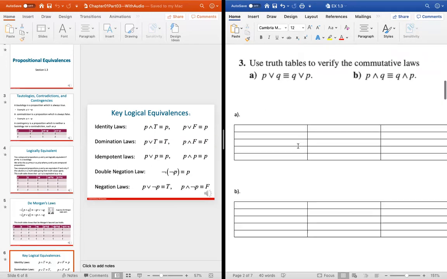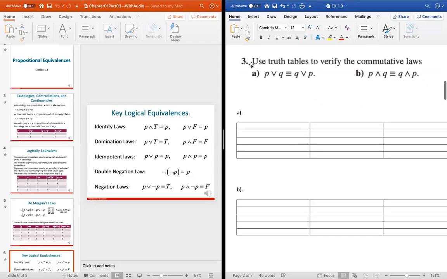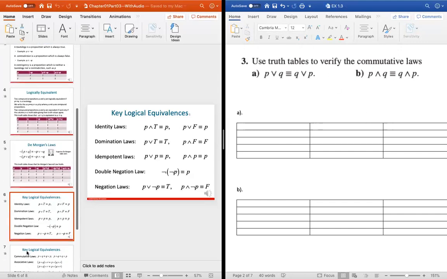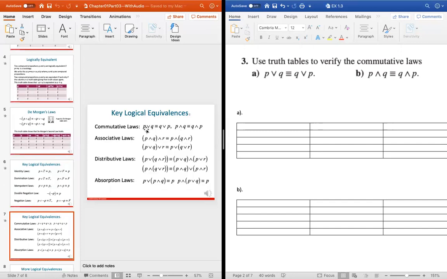Okay, so the next question we have is question number 3, and we have to use the truth table to verify the commutative law. The commutative law is over on this side, so P or Q is logically equivalent to Q or P over here. Okay, so these are the commutative laws, part A and part B. So using the truth table, we will prove these are actually correct.